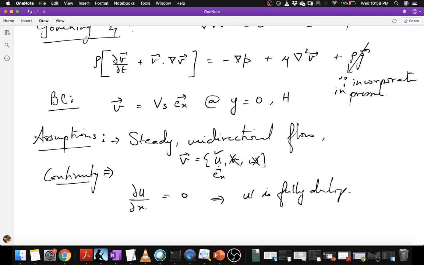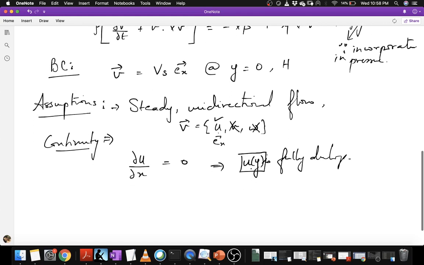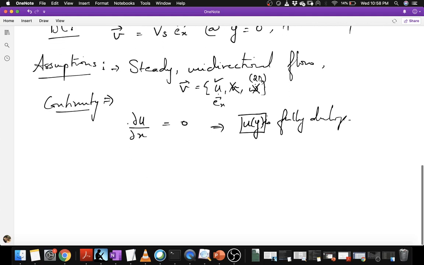That means u only depends on y. The x-directed velocity can only be a function of y because, as we see from continuity, it cannot depend on x. This of course is only under the condition of unidirectional flow. I'm sorry, w doesn't exist because we are in 2D. So this is our first equation, which tells me that u is only a function of y.